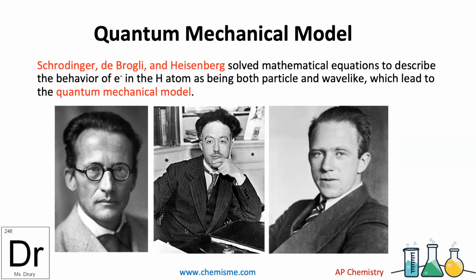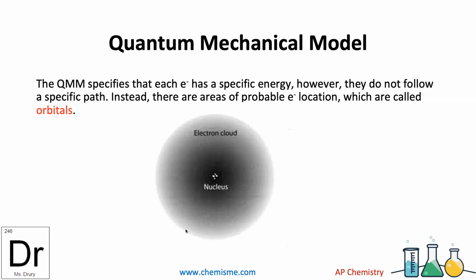So this is one of the major questions that Schrödinger, de Broglie, and Heisenberg were trying to figure out. They solved all these mathematical equations to describe the behavior of the electron in the hydrogen atom as being both particle-like and wave-like, which led to the quantum mechanical model. We saw it last year, but we're going to go into more detail.